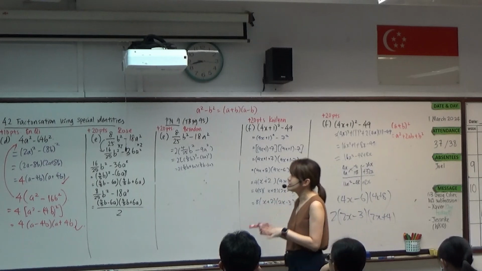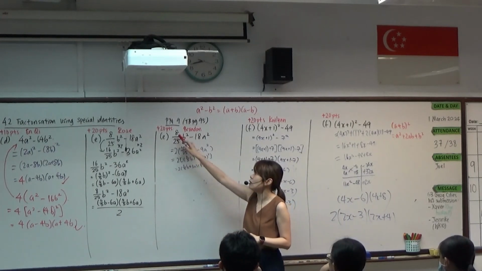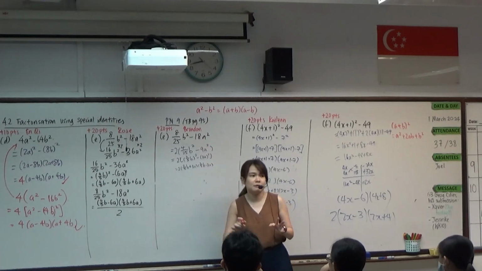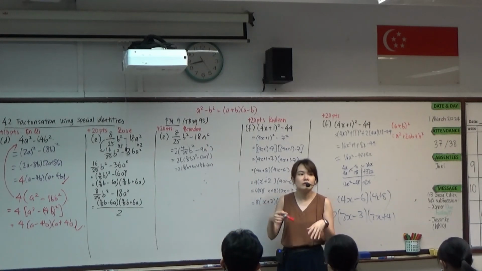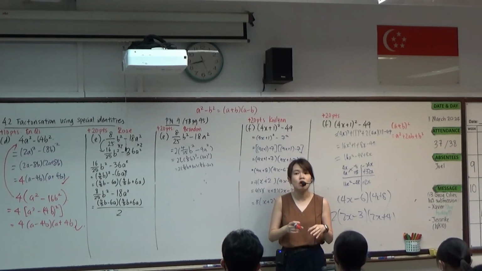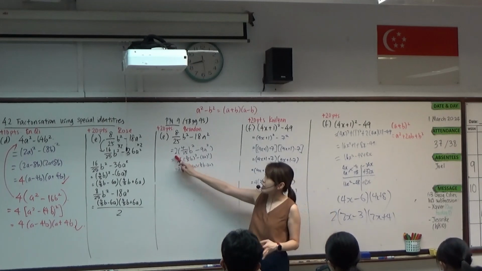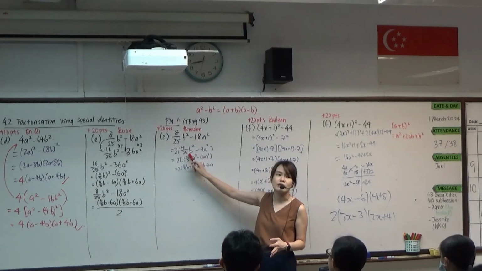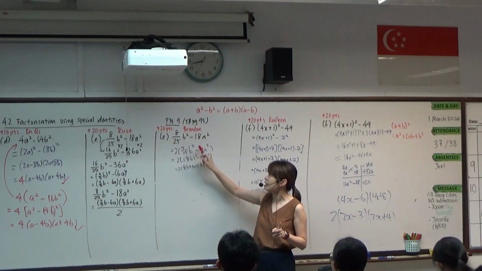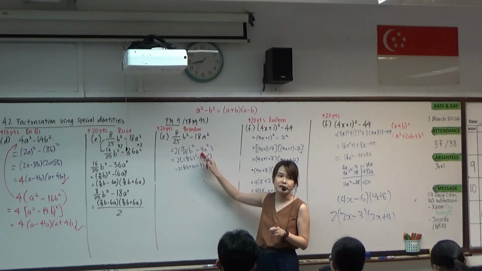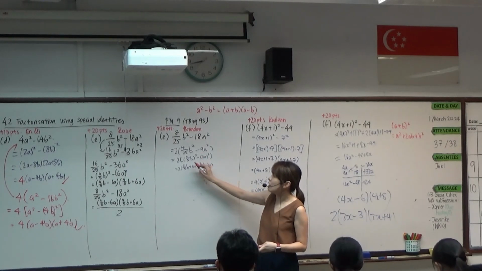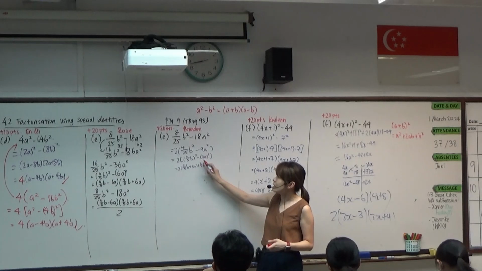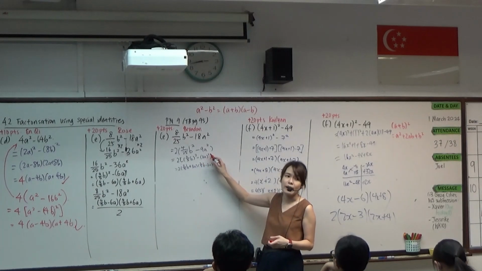What Brandon has done is that he knows that 8 over 25 is not a perfect square. Neither is 18 a perfect square. So he took the approach of factorizing out common factors first. He saw that there's a common factor of 2, and that leaves him with 4 over 25, which is a perfect square, and 9, which is also a perfect square. Then now he is able to write it as 2 times (2 over 5 b) squared minus (3a) squared.